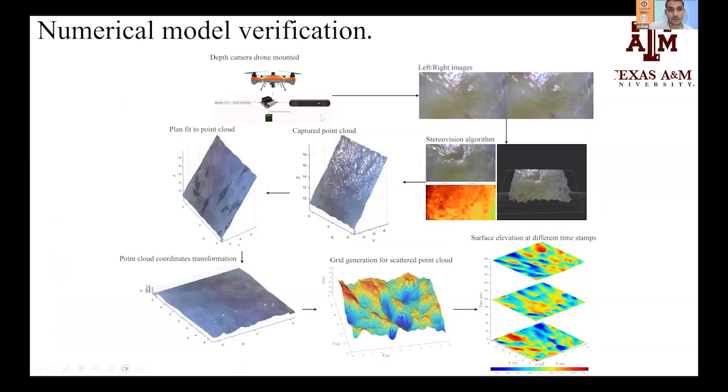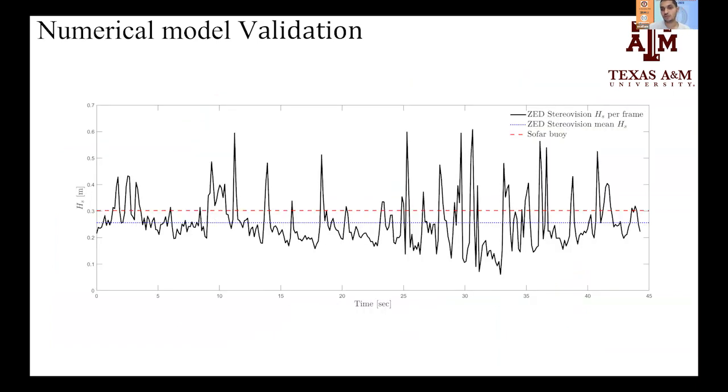Then we collected the data from the depth camera. We collected the left and right images. Then we used the stereo vision algorithm to create a 3D point cloud, and then we can extract the water surface elevation for four different timestamps. Then we did a comparison between the SOFAR buoy and the stereo vision camera. But the next step is to implement the model on these experimental data.